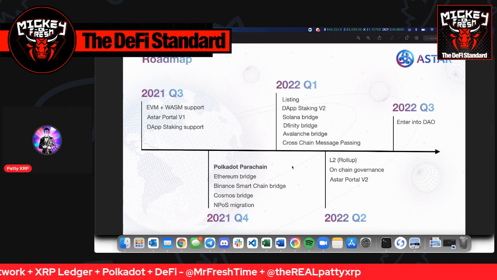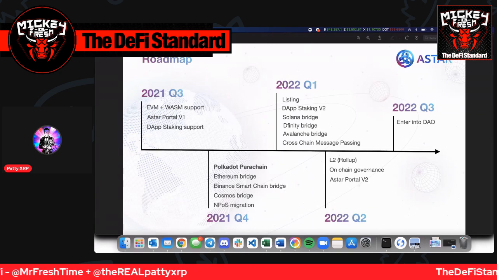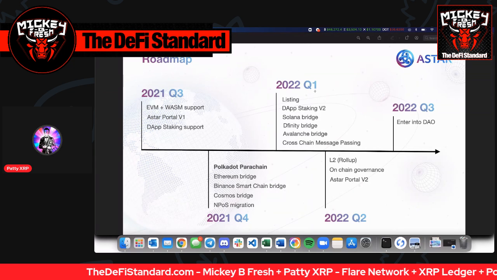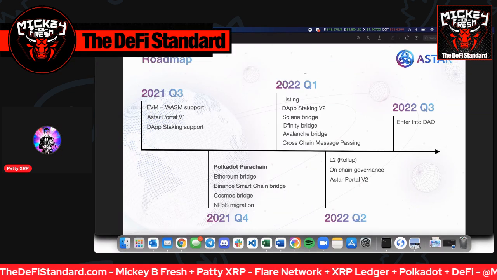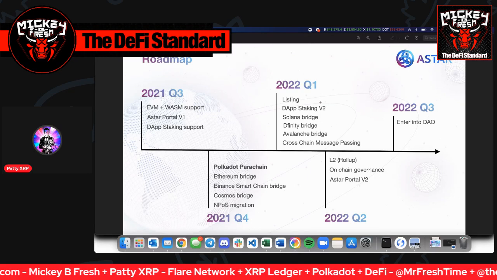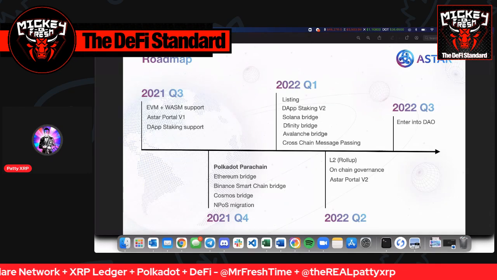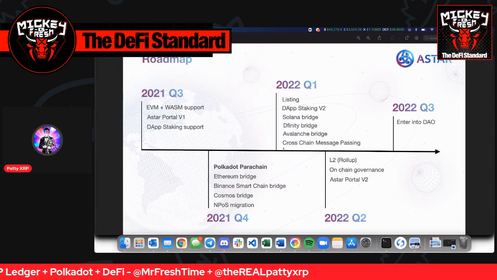Once they get their Polkadot parachain, projected in Q4 of this year, they'll have the Ethereum bridge come out, Binance Smart Chain bridge. They'll have their Cosmos bridge, and they will migrate to nominated proof of stake from proof of authority. And then moving on further into next year in the first quarter, they'll have a listing, Dap Staking version 2, Solana bridge, Definity bridge, Avalanche bridge, and cross-chain message passing.